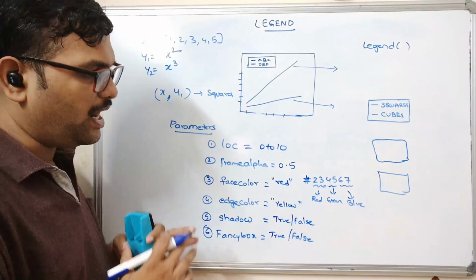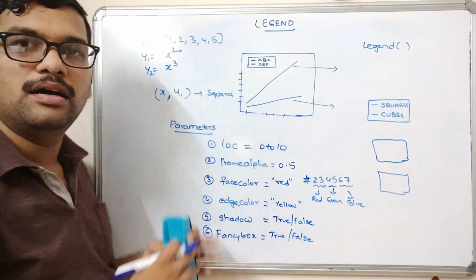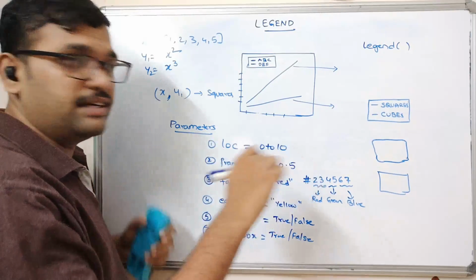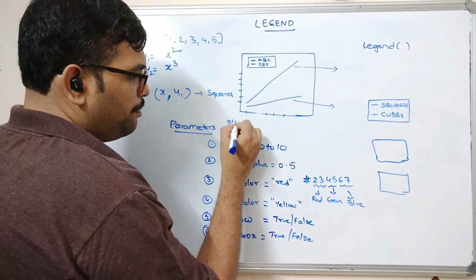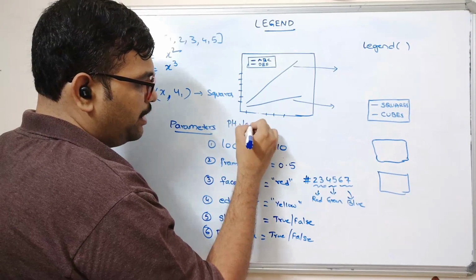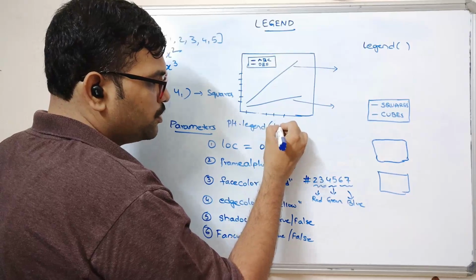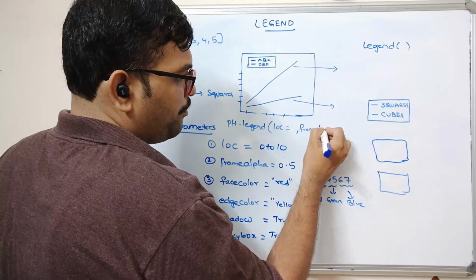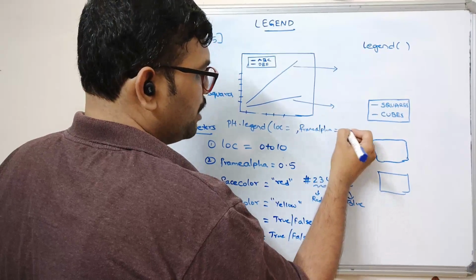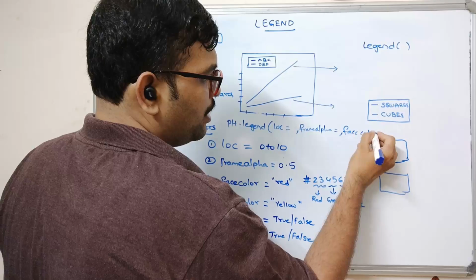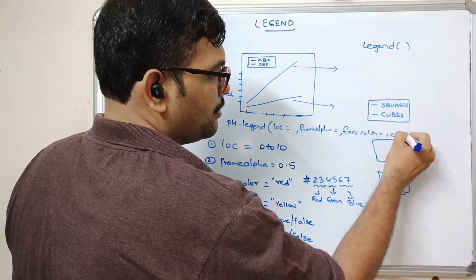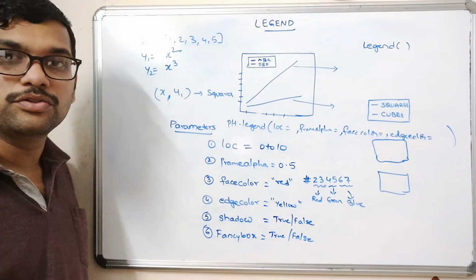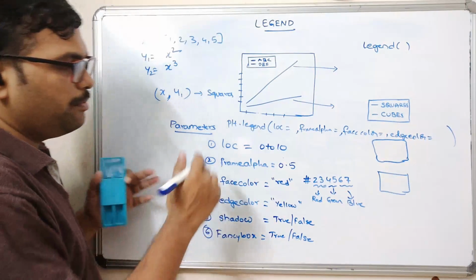So these are the different parameters we can use to represent the legend in the plot. We can directly give all these parameters in the legend function, like plt.legend with location is equal to, similarly frame alpha is equal to, similarly face color is equal to, edge color is equal to. So we can use all these parameters here, and that is how it is implemented.